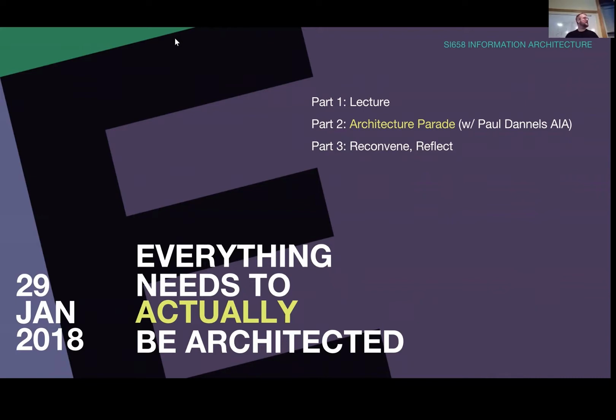We have a fun-filled, as ever, class planned for today. In the first part, I will lecture a bit about architecture. Last week, we talked about Richard Saul Wurman's conception of information architecture, and my belief is that it leads us into a way of talking about architecture, and that's what we're going to be doing today. So in the first part, I will talk a bit about that.